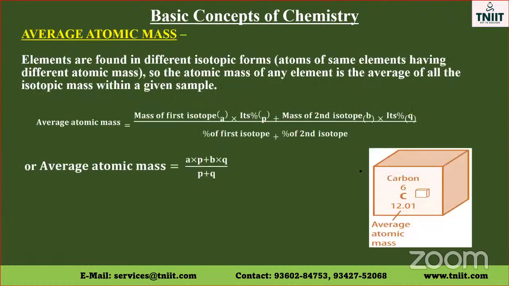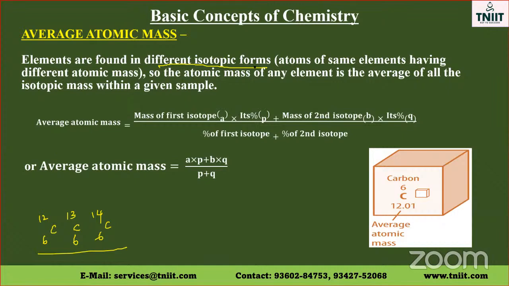Average atomic mass. Now, elements are found in different isotopic forms. For example, we take carbon, atomic mass of carbon is 12, and atomic number is 6. The next isotope is 13 and 6, and then 14 and 6. So carbon exists in 3 isotopes. Atomic mass will vary, atomic number remains the same. So what is the average atomic mass? Average atomic mass can be found out using the formula mentioned here. We will learn about it.